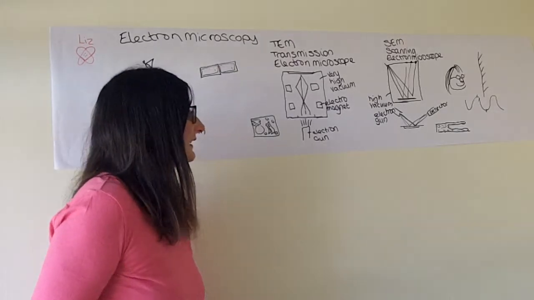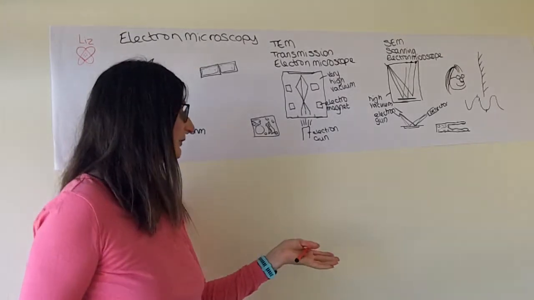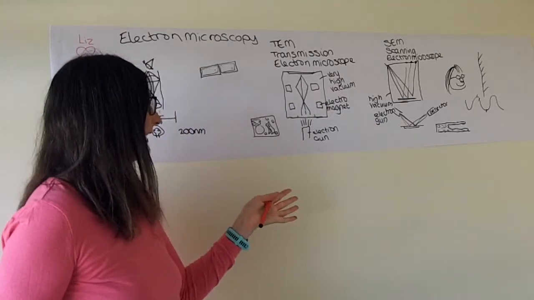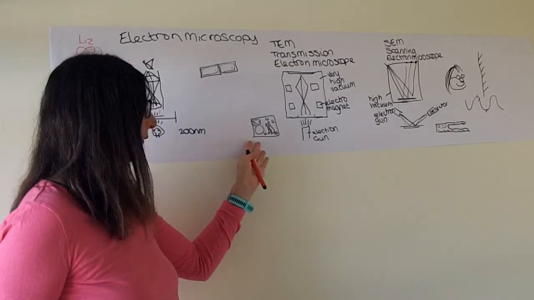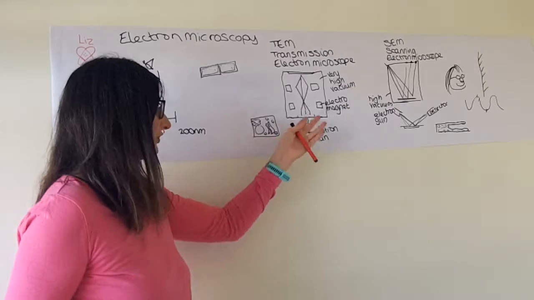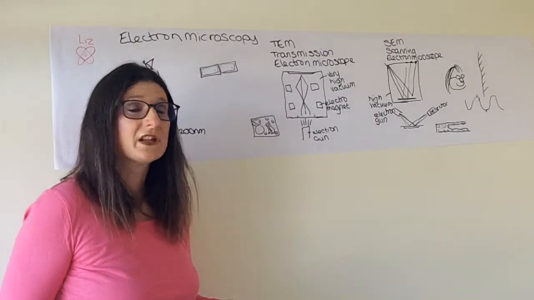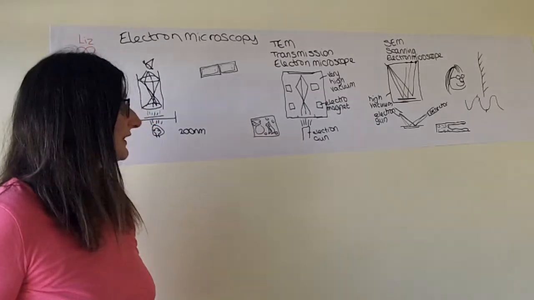So that is my brief overview of electron microscopy, and we're going to go on then to look at cells and what these things that you can see within the cells are. So that's going to come up in a future video.